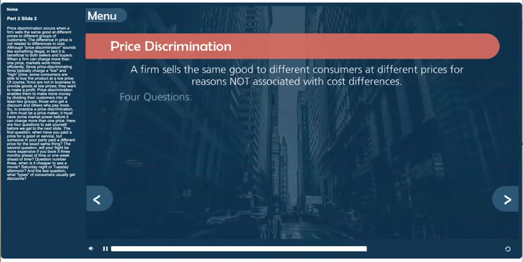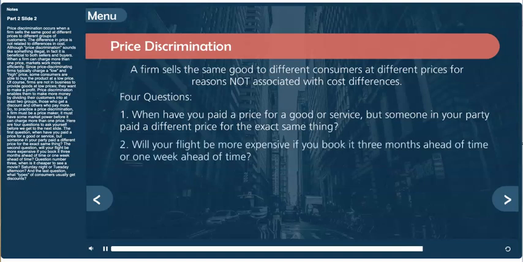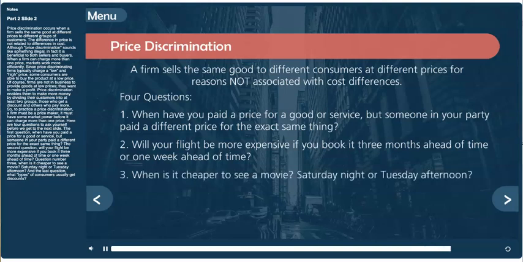Here are 4 questions to ask yourself before we get to the next slide. The first question, when have you paid a price for a good or service but someone in your party paid a different price for the exact same thing? The second question, will your flight be more expensive if you book it 3 months ahead of time or 1 week ahead of time? Question number 3, when is it cheaper to see a movie? Is that Saturday night or Tuesday afternoon? And the last question, what types of consumers usually get discounts?